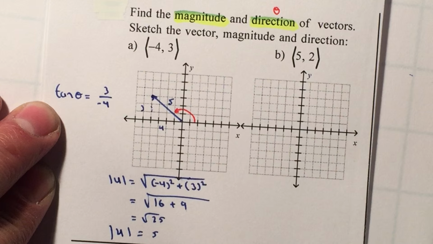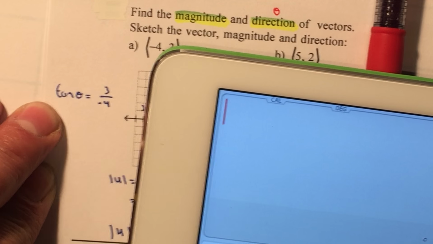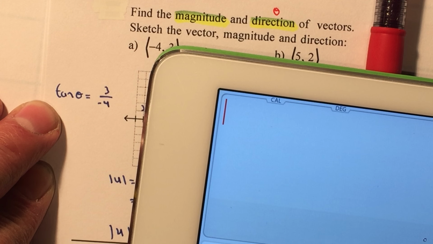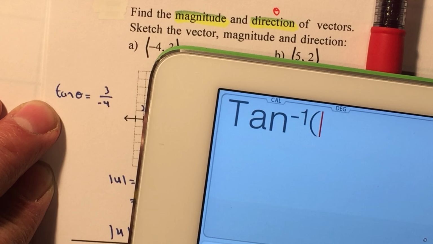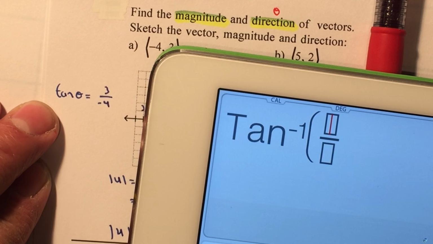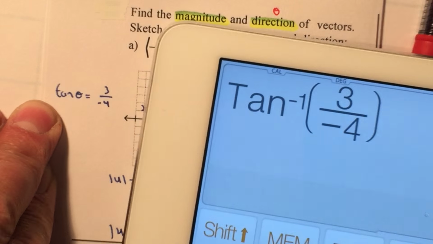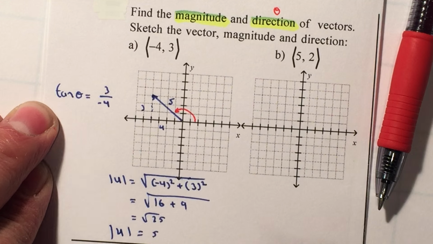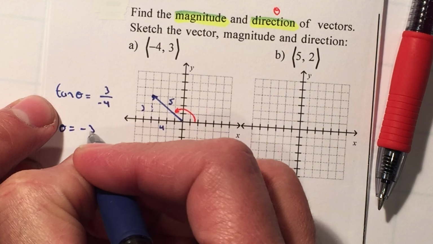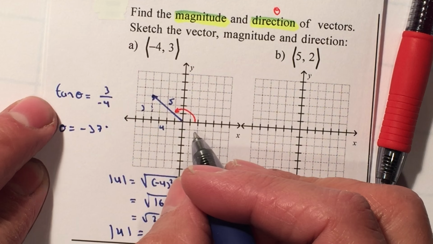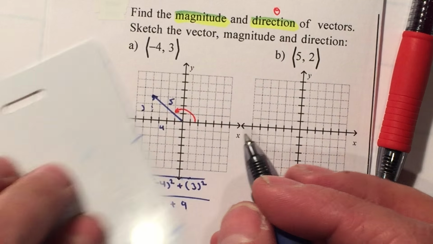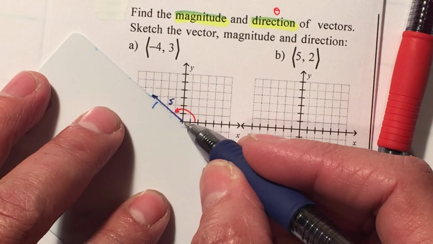And I'm just going to take the inverse tangent. I'm going to use my fraction, so it'll be 3 divided by -4, which is -36 degrees. -37 if we round it up. So theta is equal to -37 degrees. Now we know that that's not correct. -37 will be on the opposite side.